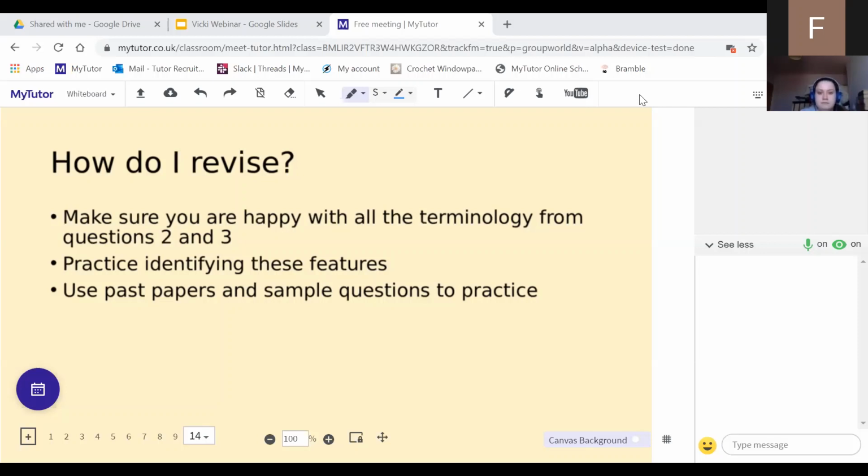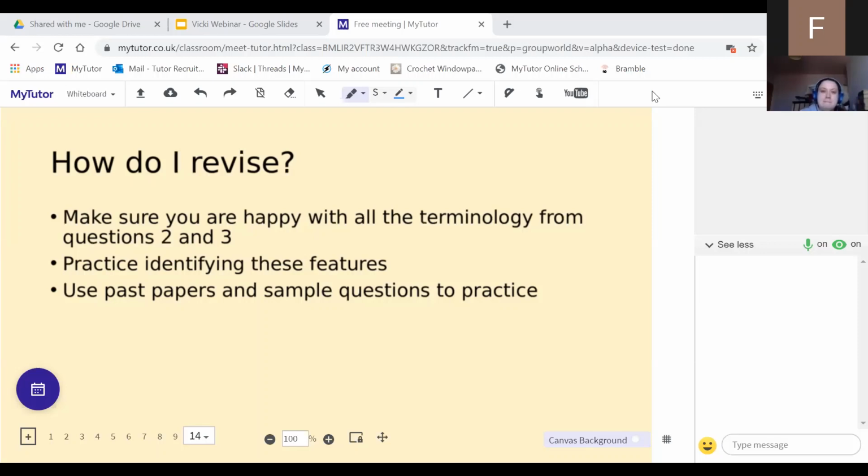Would RE possibly get added to my tutor? So we don't have any plans for adding other humanity-based subjects in the near future, potentially in the long term, but I wouldn't expect it to be there anytime soon. We're sticking to the core subjects at the moment.